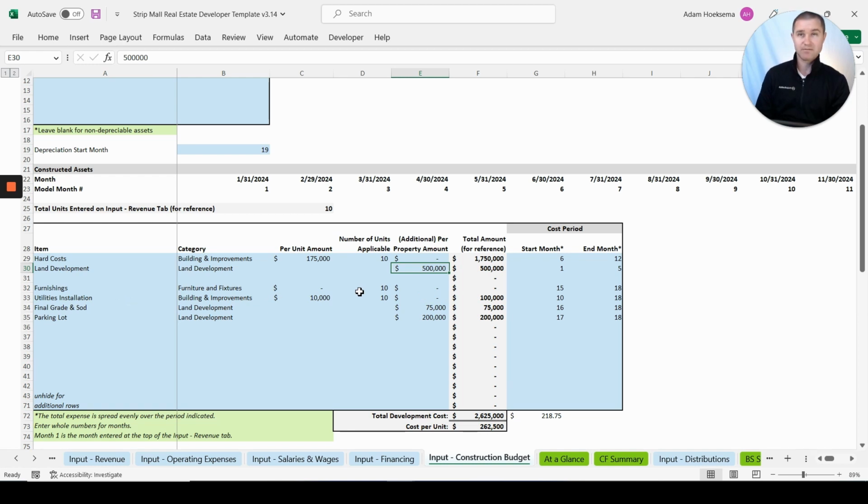Furnishings, probably not going to have much in the way of furnishings, so we left that at 0. Utility installation, we said it was going to cost us $10,000 for each unit to have their utilities installed. Final grade and sod, $75,000, and a parking lot, $200,000. You can estimate the timing of when those expenses on the construction budget will happen.